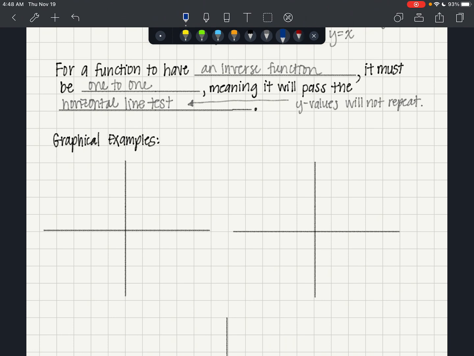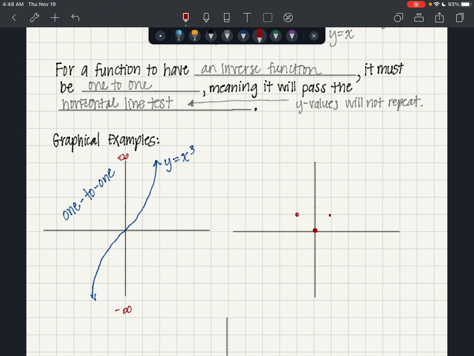First, we'll start with an example of a function that is one-to-one. So you might recall this function. This function is y equals x cubed. This is one-to-one. And the reason it's one-to-one is because the range goes down to negative infinity and up to positive infinity, and none of the y values are repeated. You might be thinking, okay, well that makes sense, but what does it look like when the y values do repeat? When the y values do repeat, we might have something like a quadratic function.